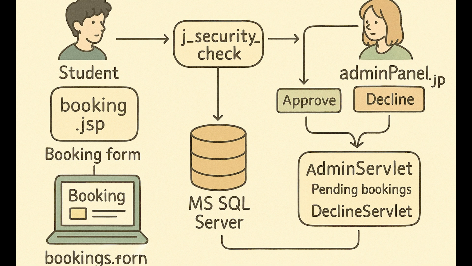In this project, we've built a complete login secured web application using Java EE technologies. We learned how to use j_security_check for secure login, JSP to build the front-end pages, and Servlets plus JDBC to process form data and connect to a SQL Server database. We created two roles, admin and student, and built a simple workflow where students can book appointments, and admins can view and manage those bookings with just one click.